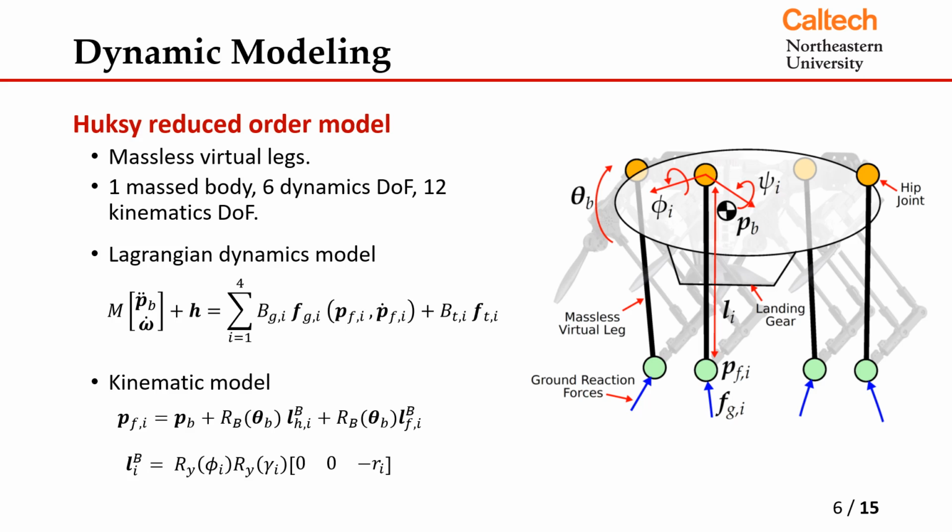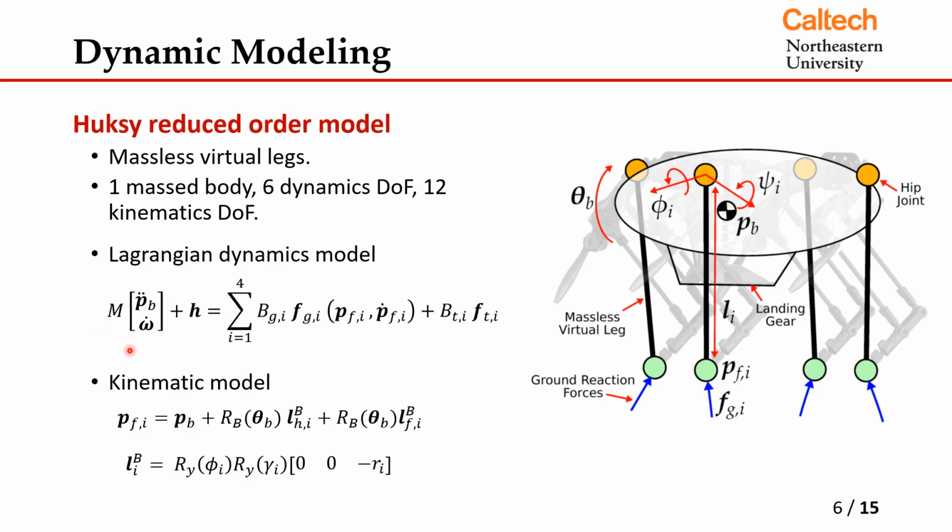So basically it's composed of a single mass body, which is the torso of the robot, and the legs are modeled as a simple massless system. Then we use this kinematic model to find the leg end positions, and from the leg end positions we have the ground reaction forces acting on the legs to drive the robot around. It follows a simple Lagrangian dynamics model, which is simplified by the inertia tensor.